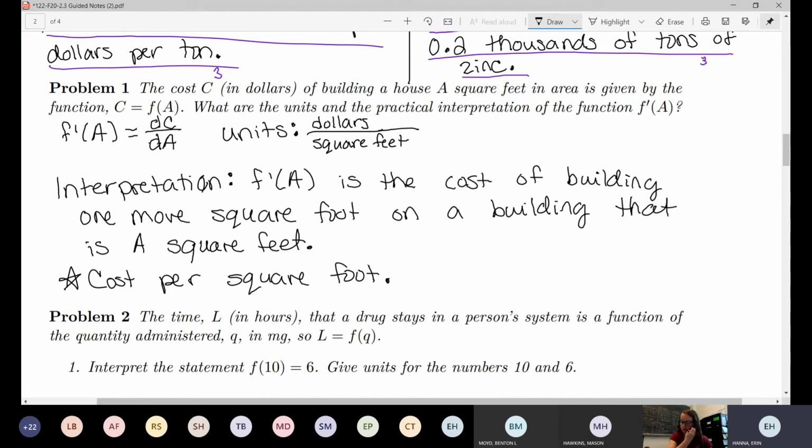So it's kind of telling us the cost per adding on an extra square foot. Questions, concerns on that one? We'll do one more.